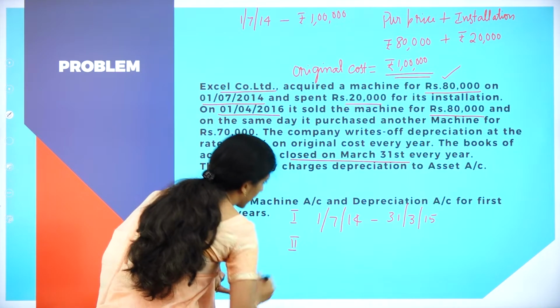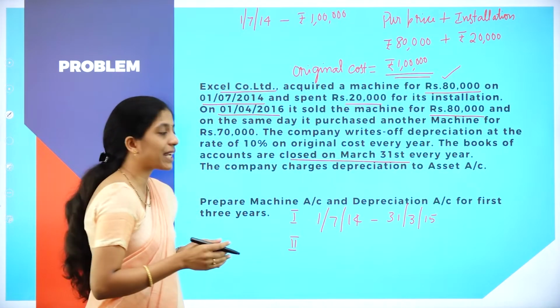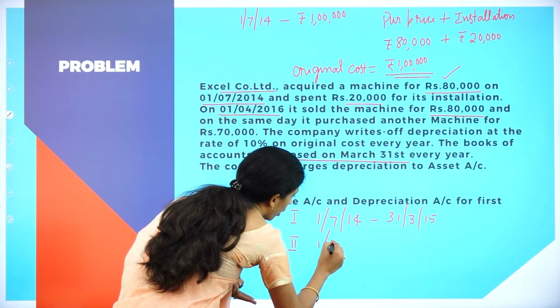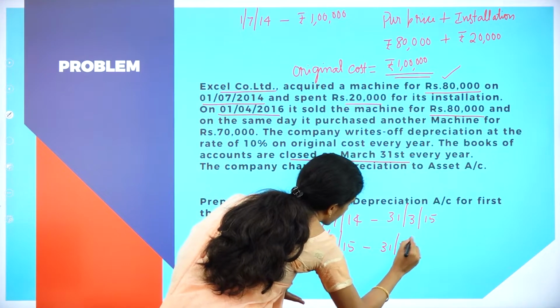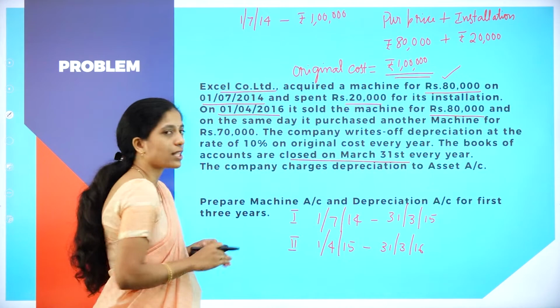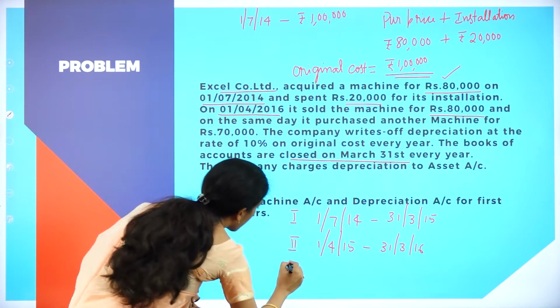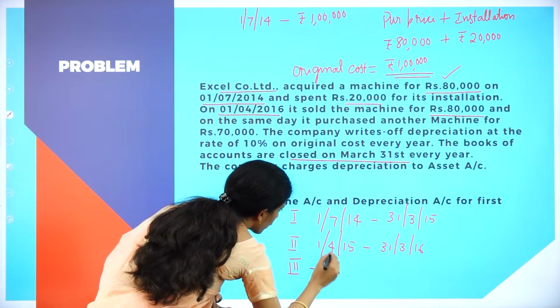Now coming to the second year. So when does the second year begin? The second year begins on 1/4/2015 and runs to 31st March 2016. So this would be the second year. Now coming to the third year. So what is the third year?